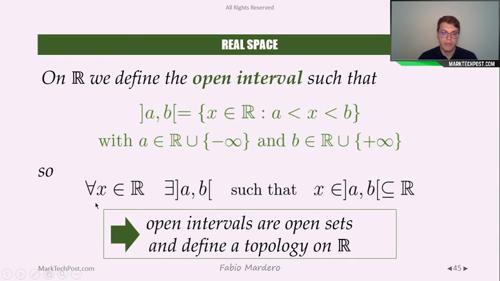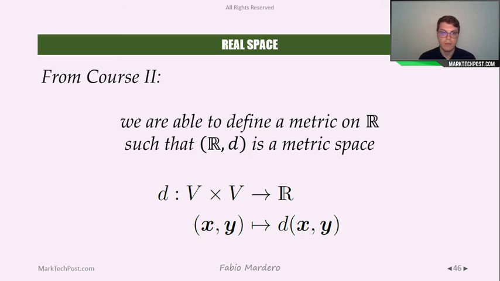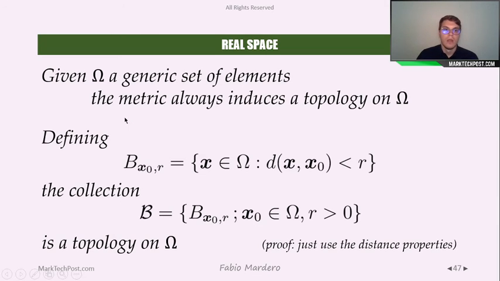So we could find that open intervals are open sets, and the collection of those open intervals defines a topology on our real line. From course 2, we've seen that we are able to define a metric on R, such that R and this metric is a metric space. Thanks to the metric space, we can compute distances between elements in the real space.